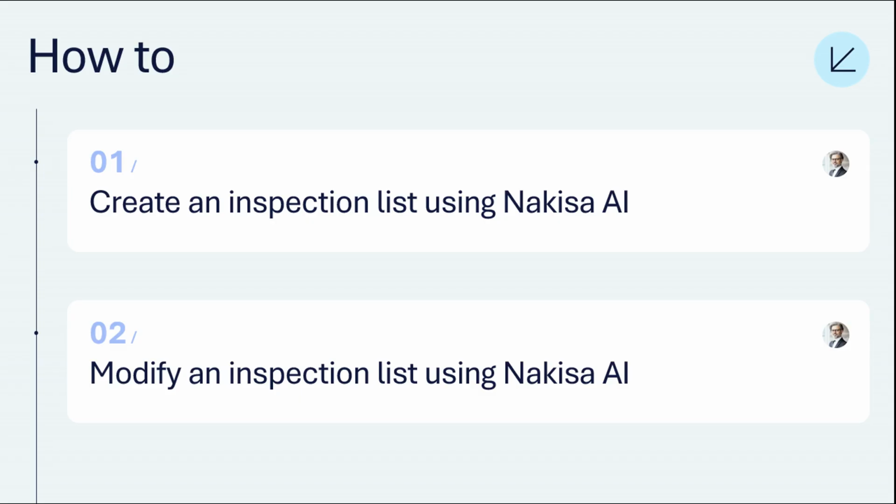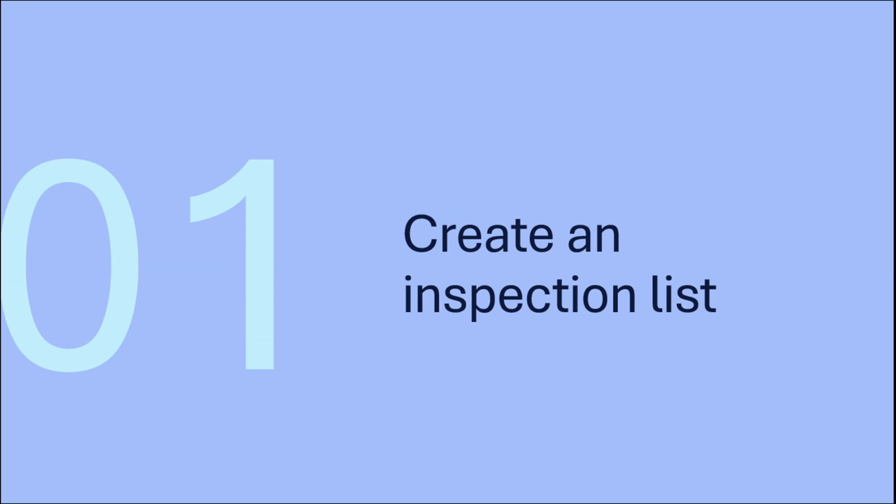First, I'll show you how the Nakisa AI Agent can create a recommended list of items that should be inspected. Then, we'll explore how it assists with modifications. Let's start by using the Nakisa AI Agent for inspections to create my inspection list.